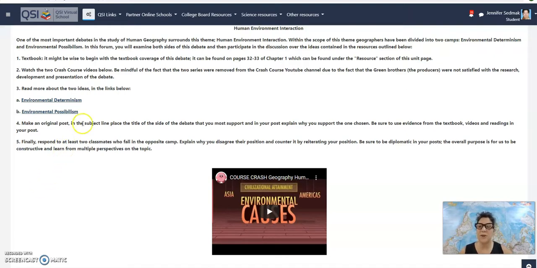In the determinist argument, the point is made that our surroundings heavily impact the level or rate of development, whereas the possibilists argue quite the opposite. Their argument is that humans adapt to the environment and then use those adaptations to advance and progress. So you'll be looking at 2 sides of this argument. There's lots of support here for you to consider both sides, and I think it's important before you make your decision to look at the big picture and consider both sides.